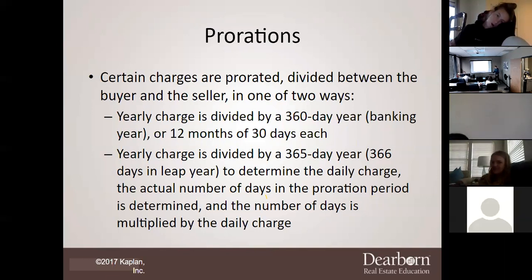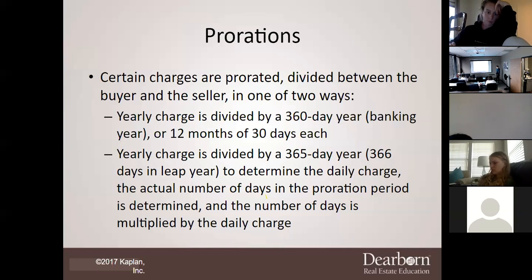So we went through all that. Now we're done with closing. Now we're going to prorations. Certain charges are prorated, and they're divided between the buyer and seller in one of these ways. A yearly charge is divided by a 360-day year, which is a banking year, or 12 months of 30 days each. Or a yearly charge is divided upon a 365-day year, or 366 if you're in a leap year.